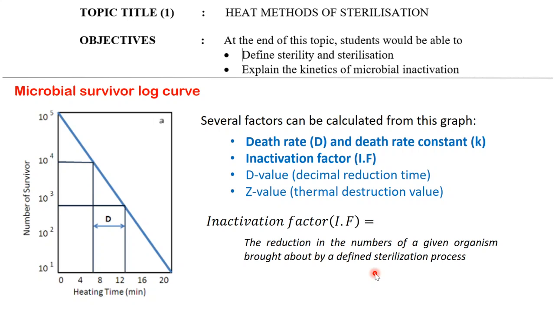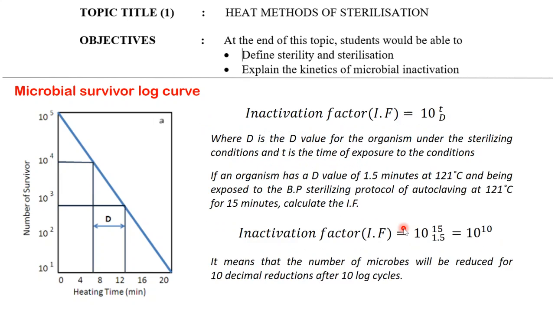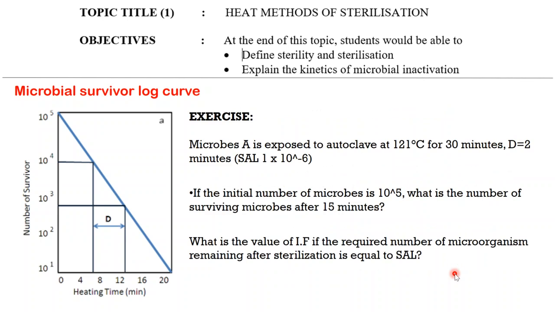Several factors can be calculated from this graph, which are the death rate and the death rate constant. We can also calculate the IF, which is the inactivation factor. The inactivation factor is 10 to the power of T over D, where D is the D value for the organism under the sterilizing condition, and T is the time of exposure. As an example, the IF for this microorganism is 10 to the power of 10. It means that the number of microbes will be reduced. If we want to reach 1 × 10⁻⁶, we need 10 log cycles. This is an example of a calculation that you can try yourself.